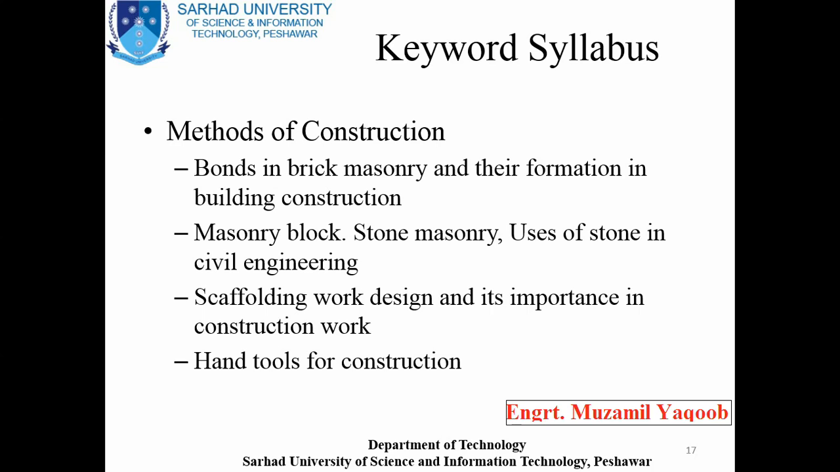Now moving towards the last chapter we will study. In this chapter we will study methods of construction, such as formation of brick masonry in building construction, and about brick bonds and their applications as well. Similarly, just like bricks, we will study the use of stones as well. Scaffolding work has great importance in construction projects. So we will learn in this chapter how we can design scaffolding in an effective way. After that we will see the use of different hand tools in construction works.